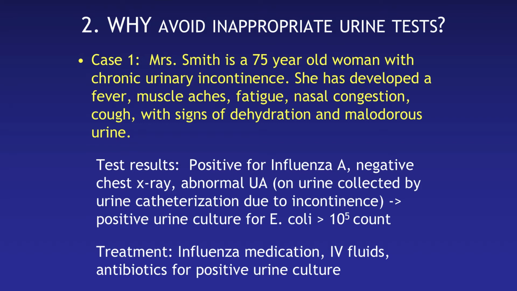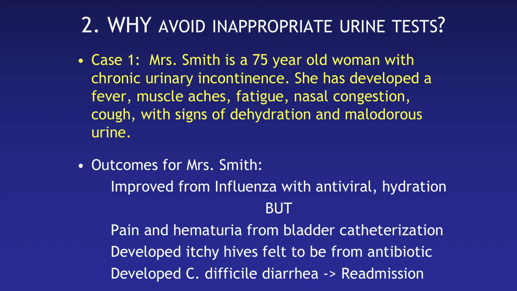She has an abnormal urinalysis, and this was on urine collected by urine catheterization due to incontinence, and this leads to a positive urine culture for E. coli. For treatment, she was given influenza medication, IV fluids, and also antibiotics for that positive urine culture. So what were the outcomes for Mrs. Smith? Well, she was improved from influenza with the antiviral and hydration, but she developed pain and hematuria from that bladder catheterization. She developed itchy hives, felt to be from the antibiotic, and she developed C. difficile diarrhea, which required readmission.